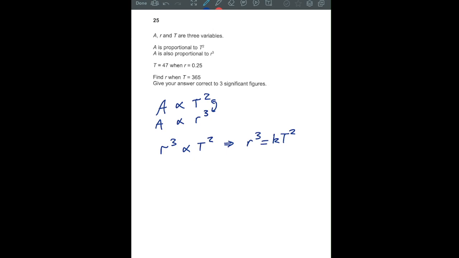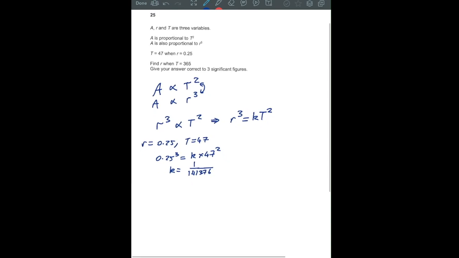But I know some values. So let's use R is 0.25 and T is 47. So 0.25 cubed is equal to K times 47 squared. So K is going to be a really horrible fraction. 0.25 cubed divided by 47 squared is 1 over 141376. Horrendous. Now let's actually write this back into the formula. So R cubed is equal to T squared over this horrible number.